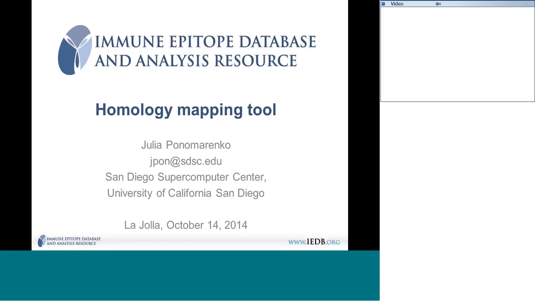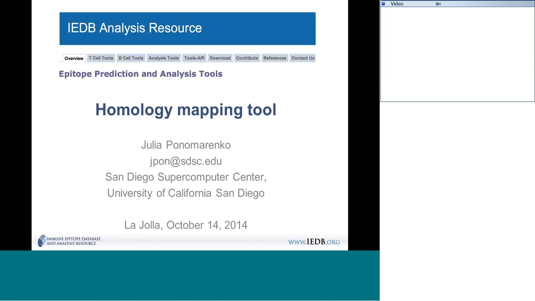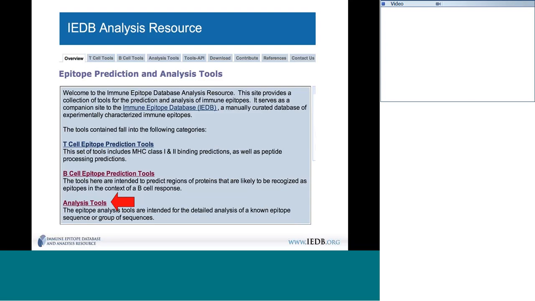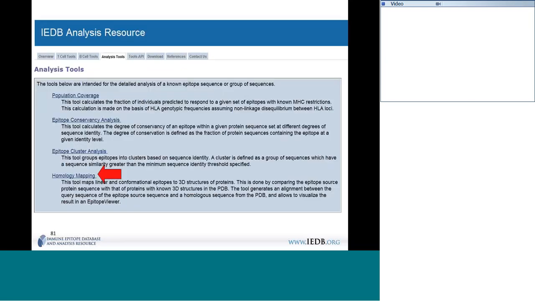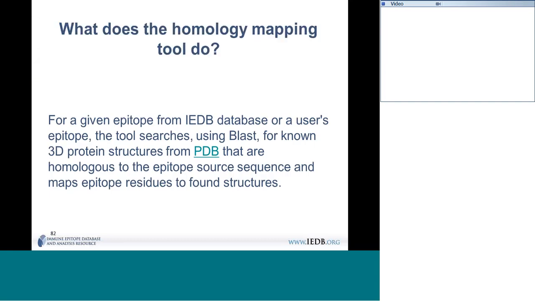Okay, so now I will briefly talk about the homology mapping tool. It's available in the analysis tools, and it's called homology mapping. The idea of the tool is very simple. When we have an epitope from IEDB, and we know the protein which the epitope came from, we can find the homolog for that source protein in PDB, and then try to map the epitope residues to the found structure and see where they are in the structure. So that's the basic idea.